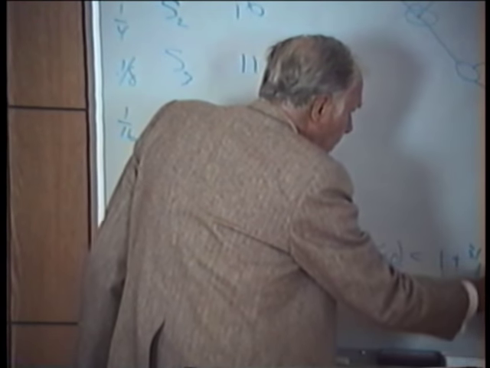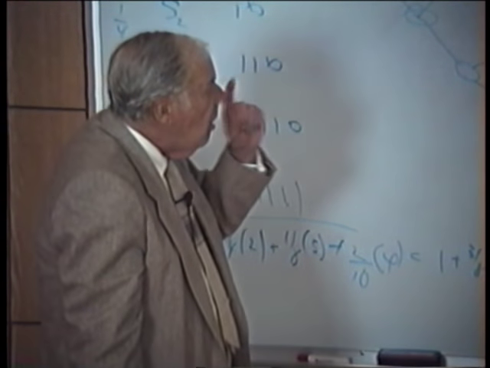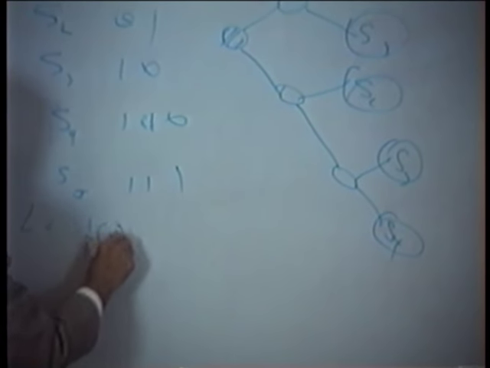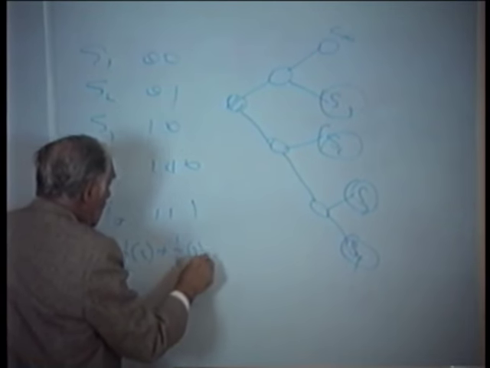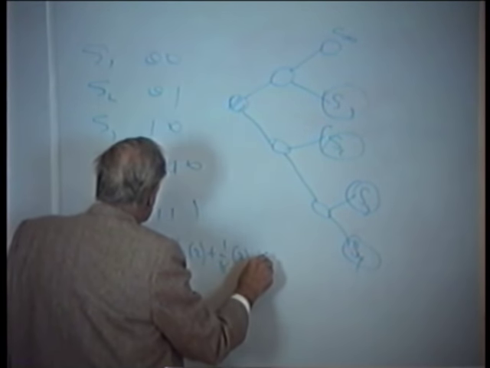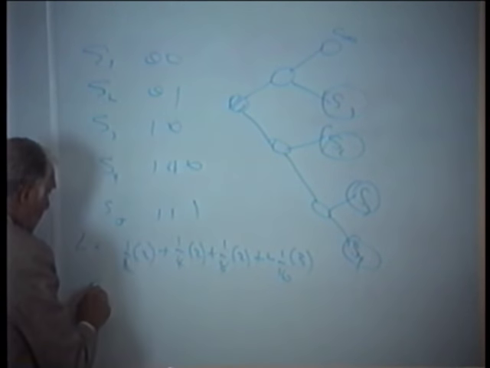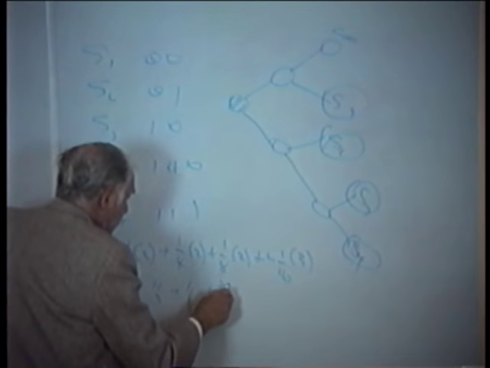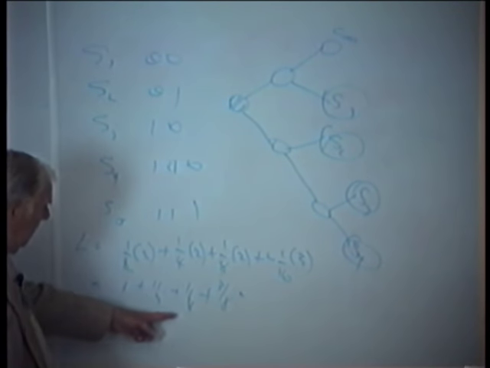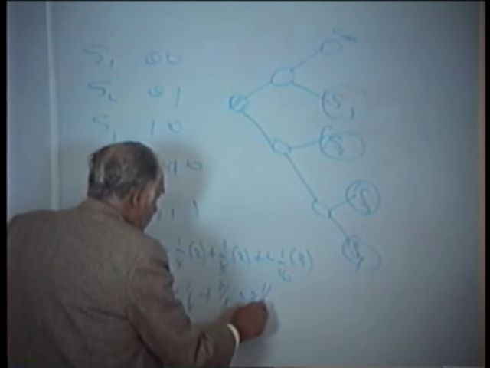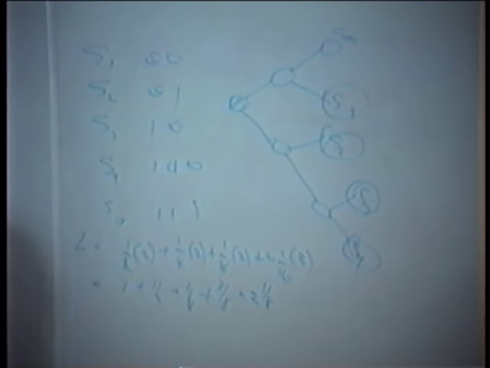This one will be a half times 2 plus a fourth times 2 plus an eighth times 2 plus 2 times a 16th times 3, which will be 1 plus a half plus a fourth plus 3/8. 1 3/4, well, let's see. 2 1/8. So this one on the average is longer than this one with those probabilities.